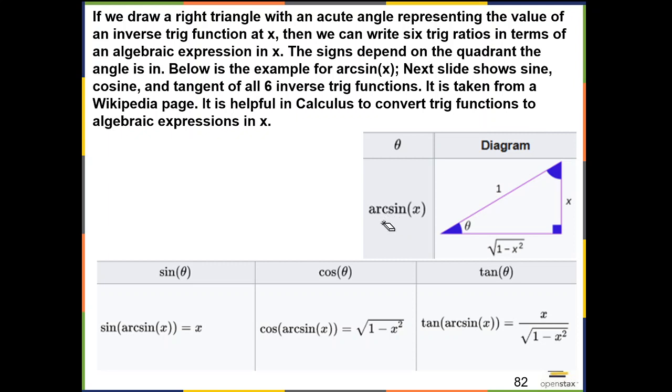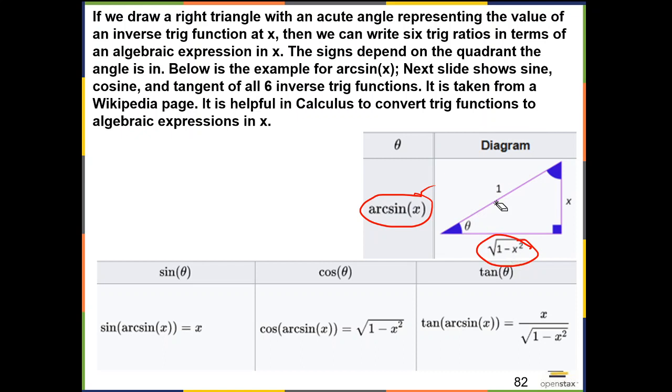Well, we're going to assume that arc sine of x is an angle whose sine is x. Now, how can the sine of an angle be x? Well, that means opposite over hypotenuse has to be x. So we can put x here and put 1 here. Then this is an angle whose sine is x, right? And using, again, the Pythagorean property, we can find this side. Now we have all 6 ratios of theta.